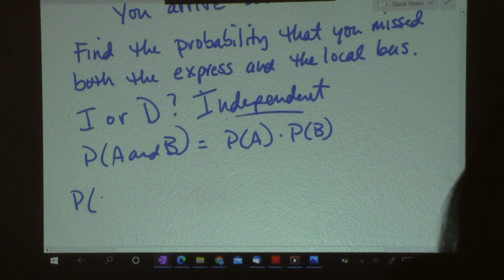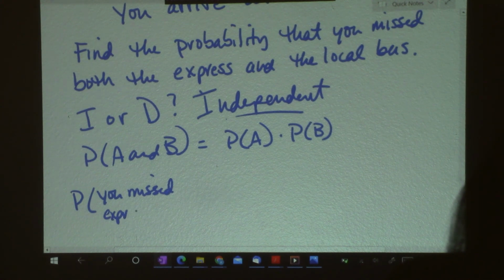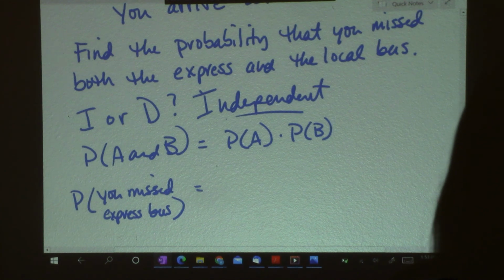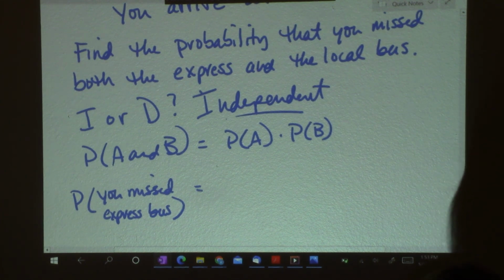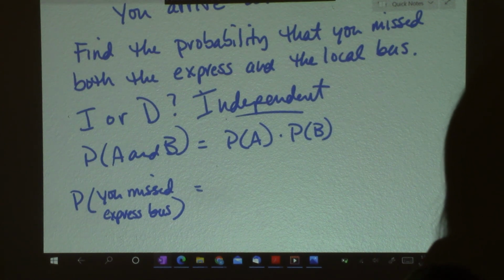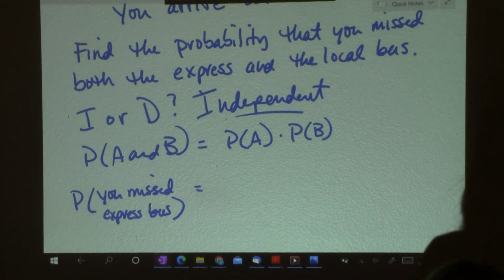What's the probability you missed the express bus? Well, how long were you there? You weren't there for the first 3 minutes. So what we want to know is when you would have missed it. That's the probability I want. Even though it seems like a negative event, because who wants to miss the bus? That is the probability I want to measure.